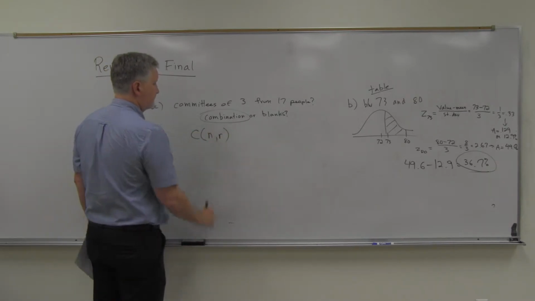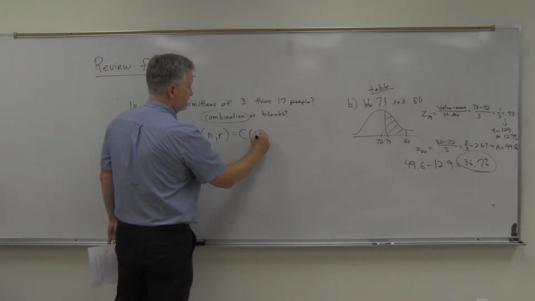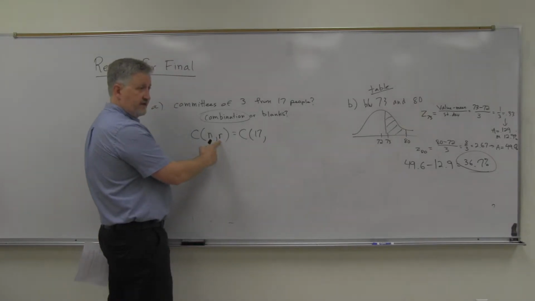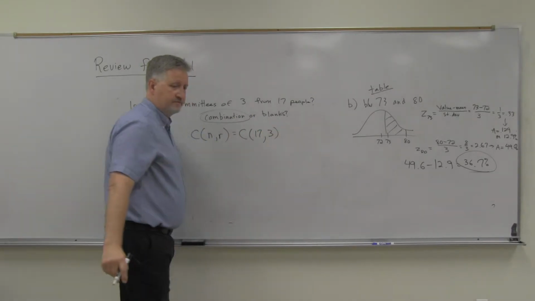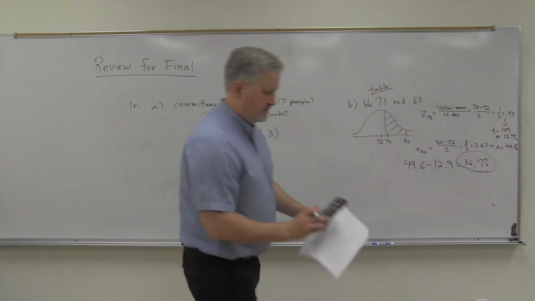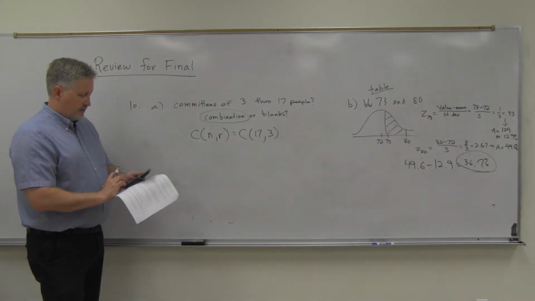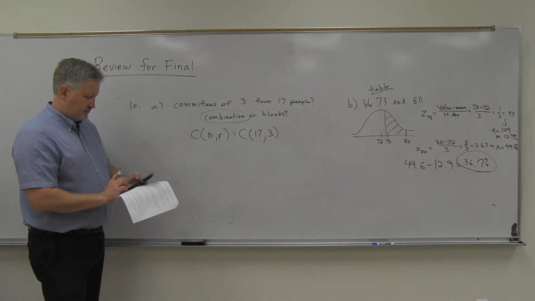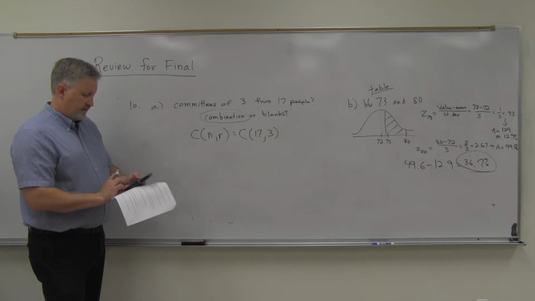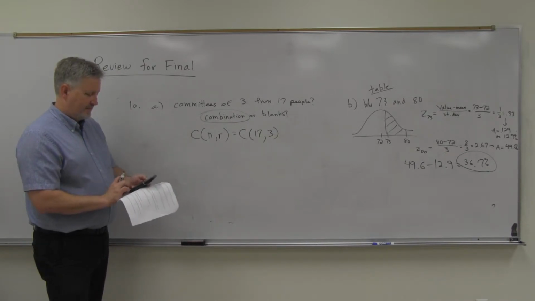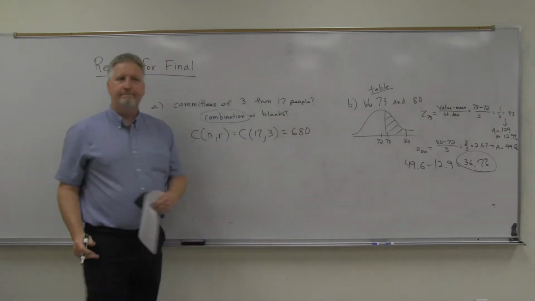N choose R. N is just the number of things there are, so that's 17 people. R is the ones you want to take at a time, so that's 3. This is a combination, 17 choose 3. And then you just punch that in on your calculator. On mine, I think you do 17, and then go to the combination, which I cannot find, there it is. 608. All right. Question?